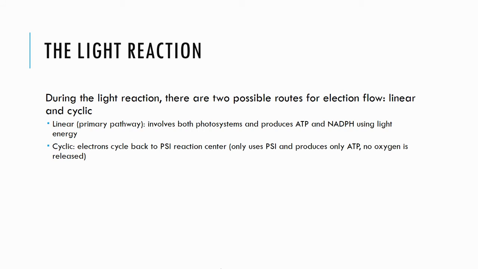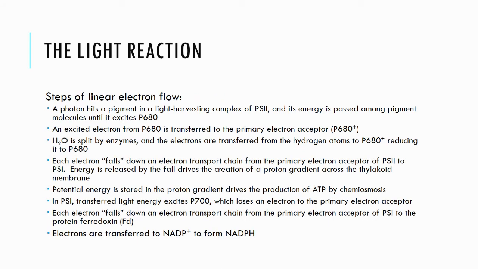During the light reaction, there are two possible routes for electron flow, linear and cyclic. Linear is the primary pathway, which involves both photosystems and produces ATP and NADPH using light energy. With a cyclic electron flow, electrons cycle back to the photosystem 1 reaction center. So it's only using photosystem 1 and produces only ATP, so we have no oxygen being released. Let's go through linear electron flow first.